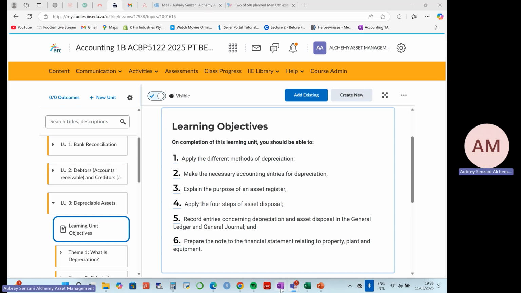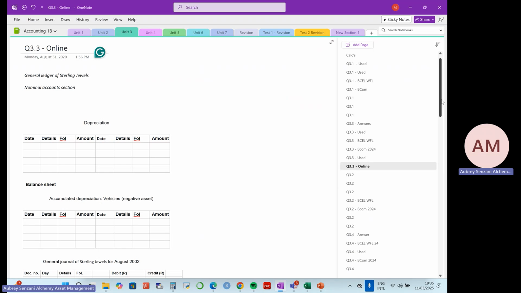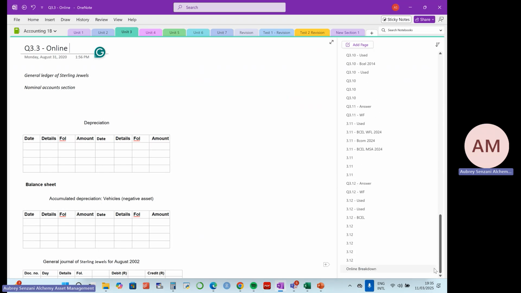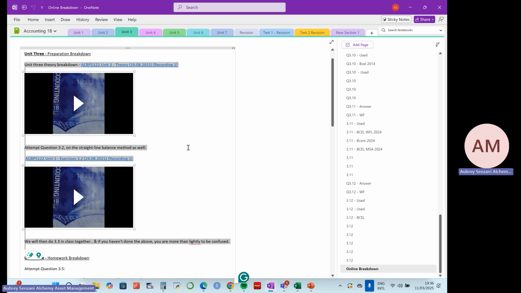Now, before I jump straight into what I would like us to do, I did give you some homework yesterday, and I asked you to please go and look at the theory of Learning Unit 3. I gave you the link. I then asked you to attempt 3.2, which made use of the straight line balance method for depreciation, following the theoretical explanation of this unit. And I also informed you that we would then be doing 3.3.